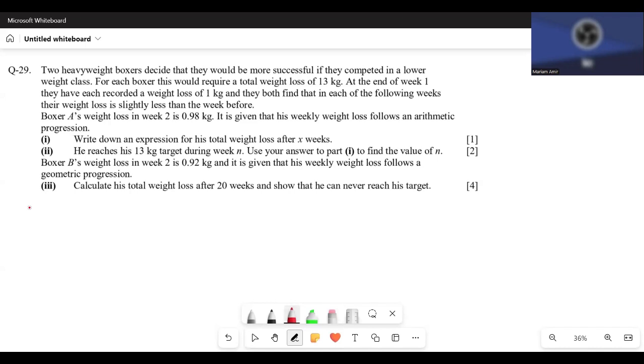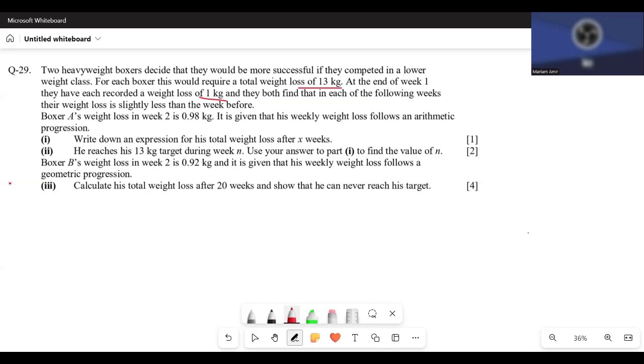Two heavyweight boxers decide that they would be more successful if they competed in a lower weight class. For each boxer, this would require a total weight loss of 13 kg. At the end of week one, they have each recorded a weight loss of 1 kg, and they both find that in each of the following weeks, their weight loss is slightly less than the week before.